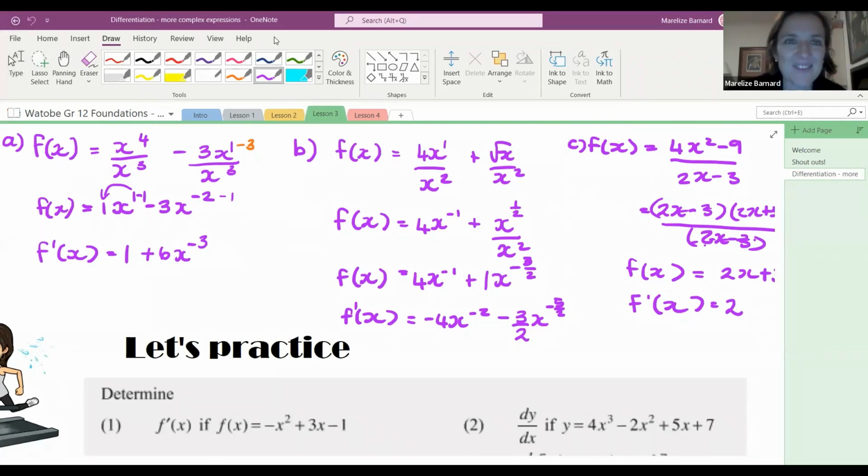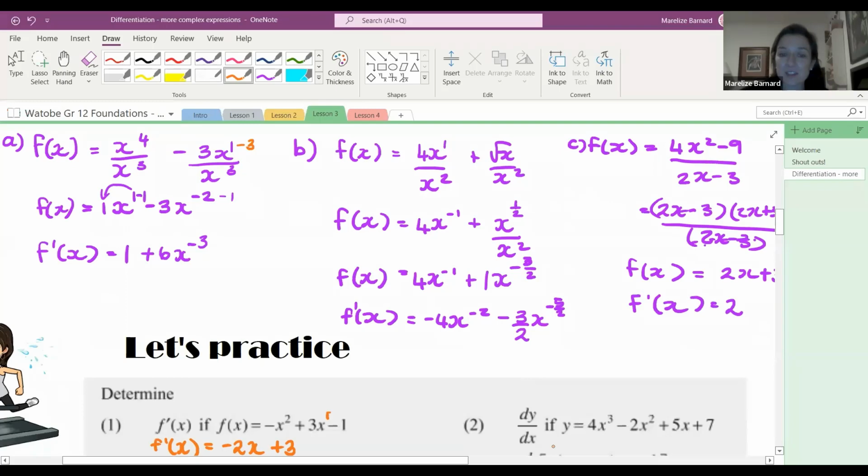Okay, time is up. So we are going to have a look for question 1. We're going to differentiate. F dash x is minus 2x plus 3. We take the 2 times it by the minus 1, gives me minus 2. Take the 1 of the x times it by the 3, gives me 3. And then the minus 1 differentiated is just 0.